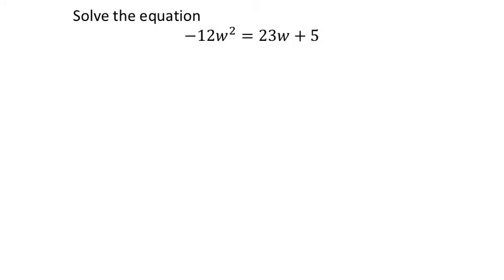Okay, so on this one, we need to make it equal 0. It is not yet, but we're going to make it equal to 0, just like we saw, what was it, 2 problems ago? So, to do this, there's a couple different ways to do this. You could actually subtract 23w and subtract 5 from both sides. I prefer to do it just once. So I'm going to zero out the negative 12w. I'm going to add 12w squared to both sides.